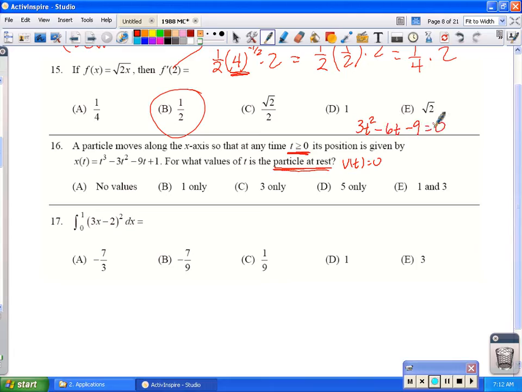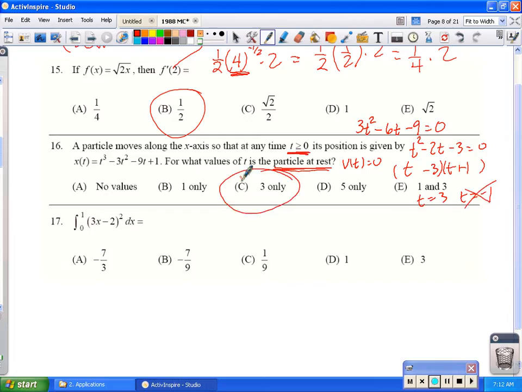I'm going to factor out a 3 and divide it on both sides. That'll give me t squared minus 2t minus 3 equals 0. That factors as (t minus 3)(t plus 1), so t equals 3, t equals negative 1. That's to the left of 0, so the only answer is t equal to 3, which is C.